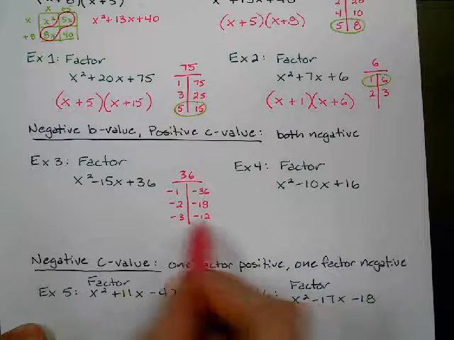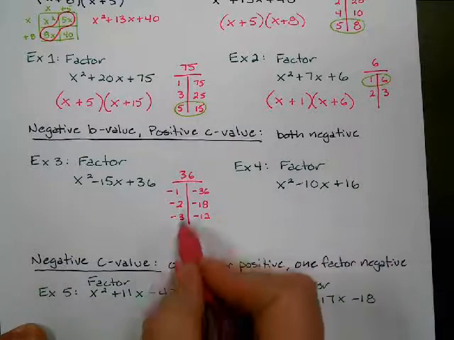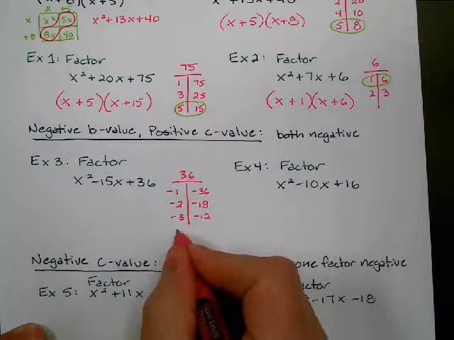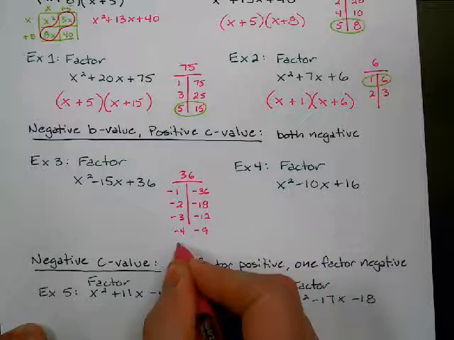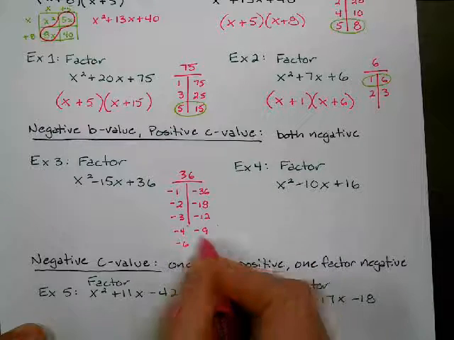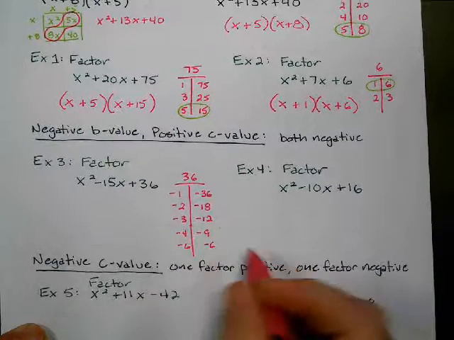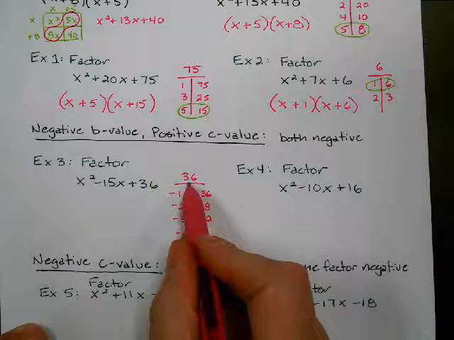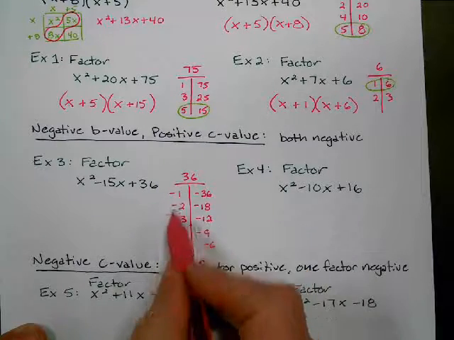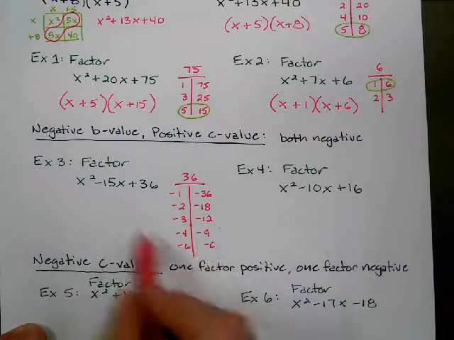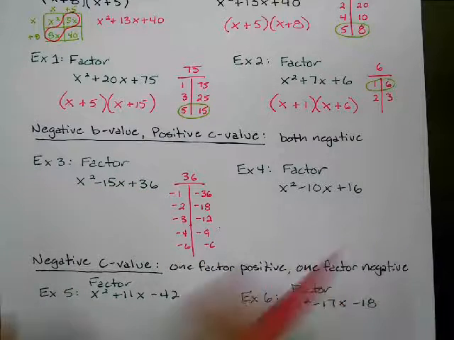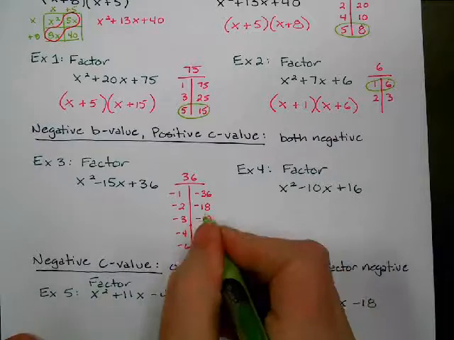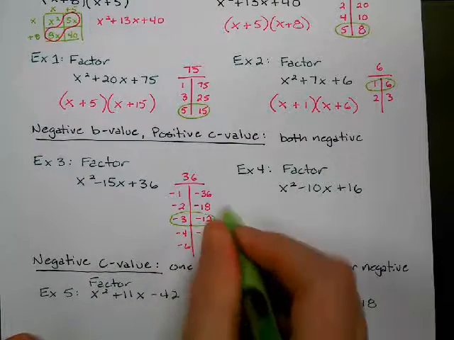That's negative 15. Usually I would want you to keep on going and get all of your factors down. So negative 4 and negative 9, and then negative 6 and negative 6. These are all the possible combinations to multiply and get positive 36. But we decided all of these have to be negative because when you multiply them, you get a positive. When you add them, you get a negative. So my two that give me negative 3 and negative 12, those are the two that add up to negative 15.